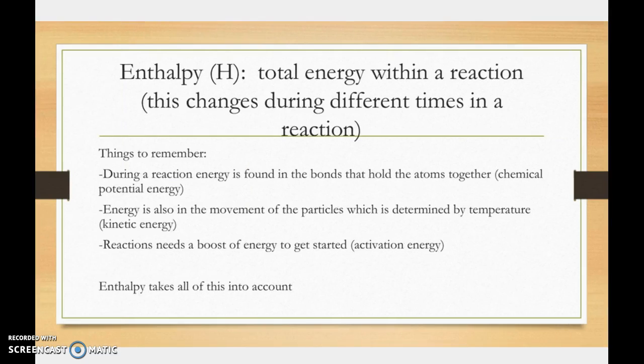And the main key thing we're going to take away today is this idea of enthalpy, which is represented as a capital H. Enthalpy is the total energy in a reaction, and it takes into account all the different parts of energy that you can find in a chemical reaction, all the way from the potential energy in the chemical bonds to the kinetic energy of all the movement of the atoms and molecules based on the temperature that they are, as well as this new concept of activation energy, which is the spark or the boost that you need to give to a reaction to get the reaction to start. So enthalpy will take all of these different types of energy into account. So it's the total energy within a reaction.